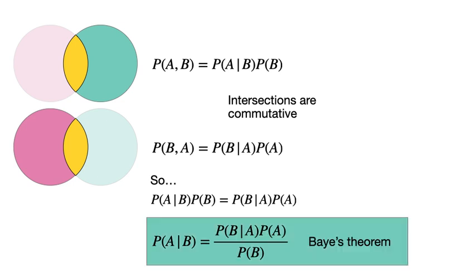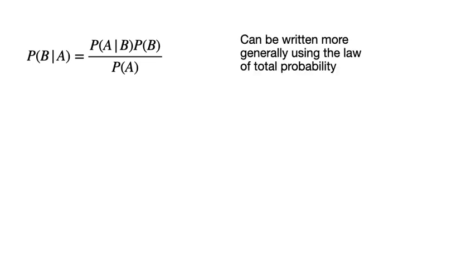Magic! We have found Bayes' theorem. What Bayes' theorem enables us to do is to go from one conditional probability and place it in terms of the opposite one. Now, we just saw this, Bayes' theorem. But we can write this in a more general way using the law of total probability, right? This is a marginal. We could break it up.